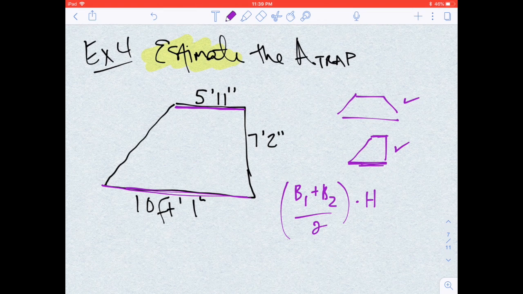There's an important word, though, I need to pay attention to, which is estimate. I'm going to be changing my numbers. I'm going to round, so I'm not worried about the decimals, or in this case, the inches. So if I'm estimating, 5 feet and 11 inches is really close to 6 feet. 7 feet and 2 inches is close to 7 feet. 10 feet and 1 inch, well, that's really close to 10 feet.